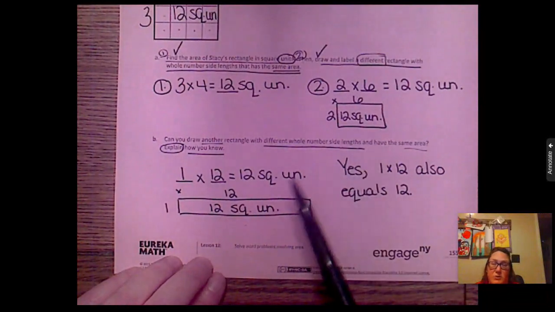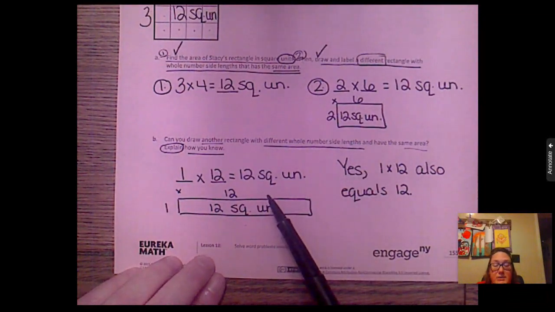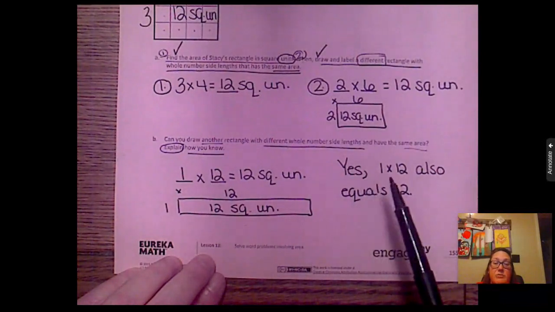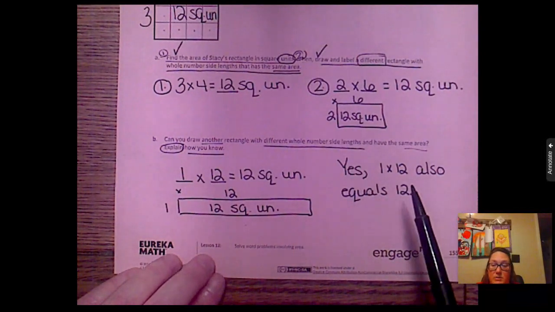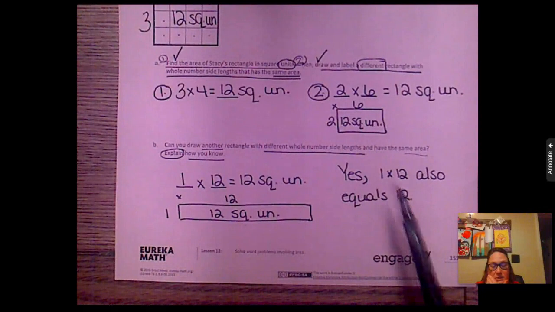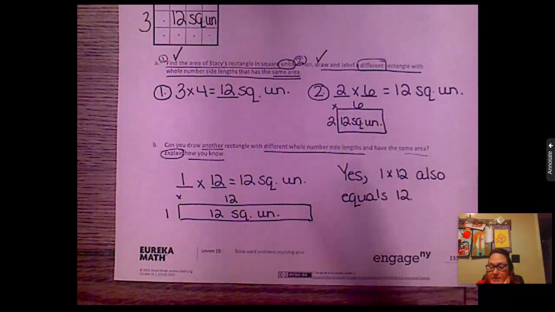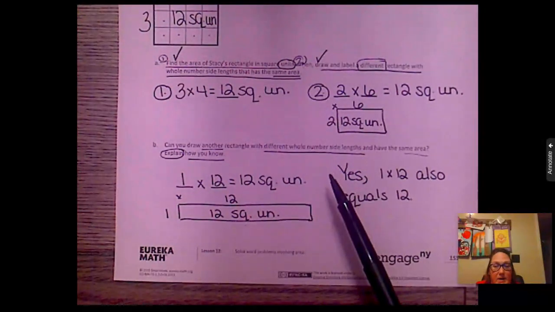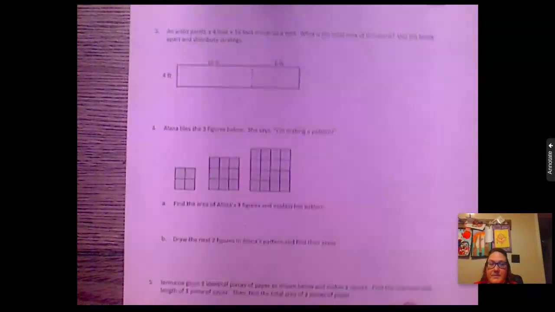So if you drew 2 times 6 down here, or 6 times 2, yes, 2 times 6 also equals 12, or 6 times 2, either way. Okay, so you could have put those in either place there. Okay, how are we doing with that? Everyone okay? Go ahead and flip it over onto the back when you're ready.